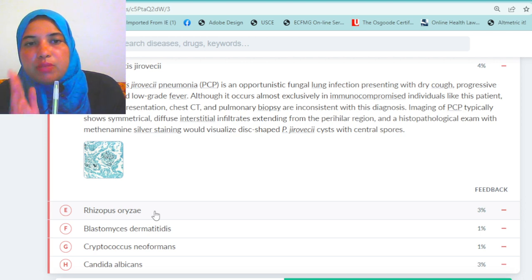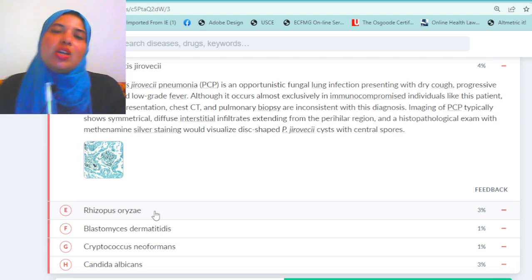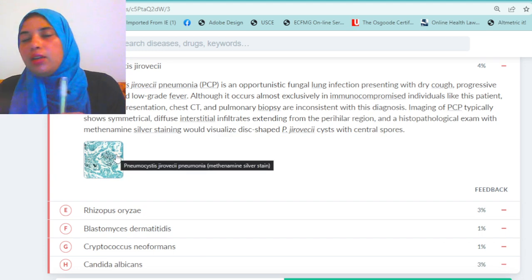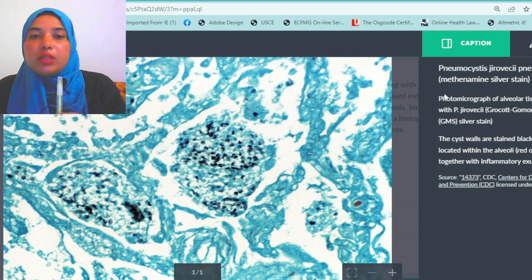PCP typically shows symmetrical, diffuse, interstitial infiltrates extending from the perihilar region, and a histopathological exam with silver staining visualizes disc-shaped P. jirovecii cysts with central spores. So again, similar things, but what are we looking for? We're looking for the silver stained spores. So you have to get your eyes used to these things.